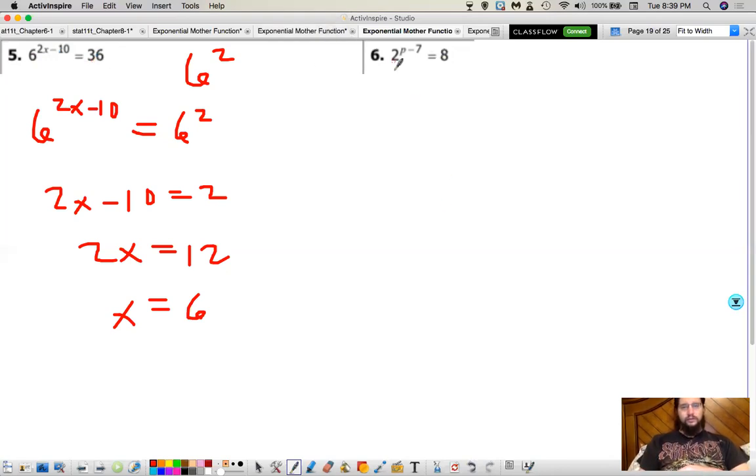I can't change the 2, but I have an 8, I can change that. So somehow I have to write 8 with a 2 as a base. Well, 2 times 2 times 2 is 8, so 2 to the third power. Again, know your math facts, and this will go a lot smoother. So p minus 7 is 3. After you get this part done, it's freaking easy, right? It's just basic linear equations so far.